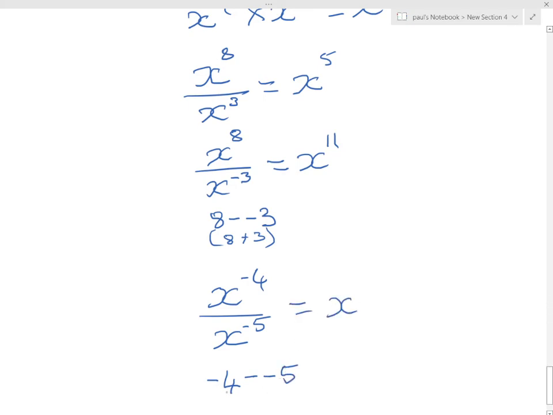Now, we start with minus 4 and we in effect add 5. So we're back up to plus 1. And when we have x to the power of 1, we can just write x. Okay, so then what do we do? We tried to make things a bit more crazy, didn't we?